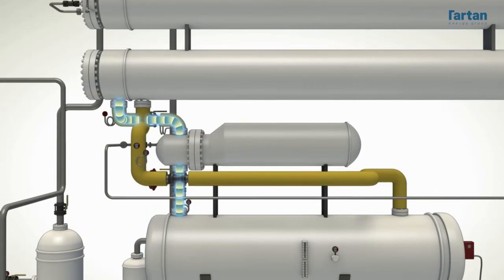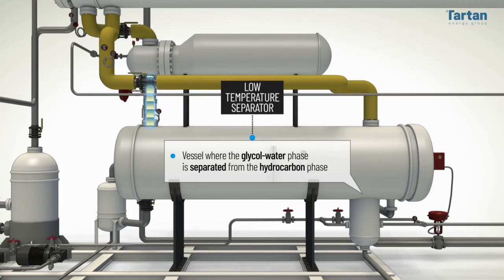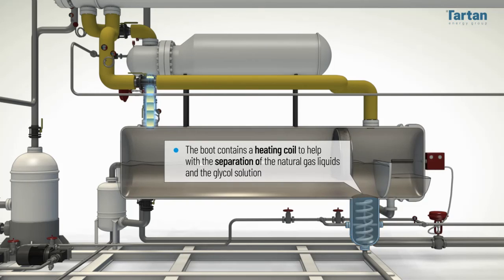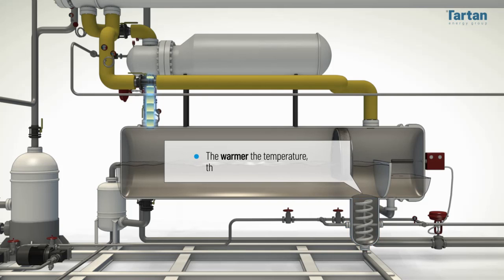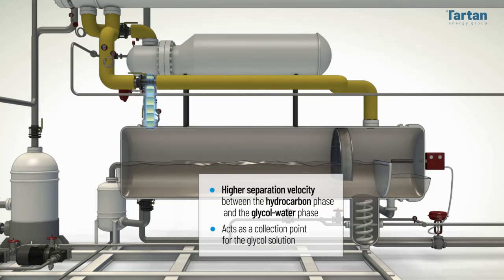Downstream from the propane chiller is the low-temperature separator, or LTS, the vessel where the glycol water phase is separated from the hydrocarbon phase. There is a boot below the LTS, which typically contains a heating coil to help with the separation of the natural gas liquids and the glycol solution. The warmer the temperature, the easier the separation. The boot allows for higher separation velocity between the hydrocarbon phase and the glycol water phase and acts as a collection point for the glycol solution.